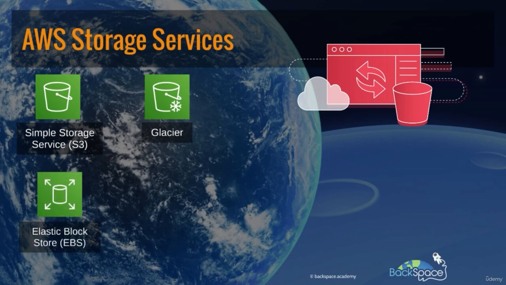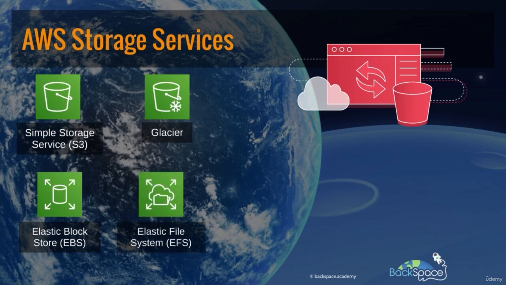Amazon Elastic Block Store, or EBS for short, is a highly available, low-latency block device storage, and it's specifically for attaching to servers that are launched with the Amazon EC2 service. It's similar to attaching a hard drive to your computer at home. It works in the same manner. It's block device storage.